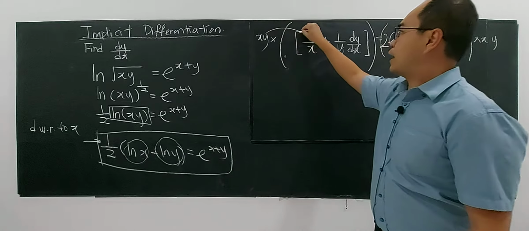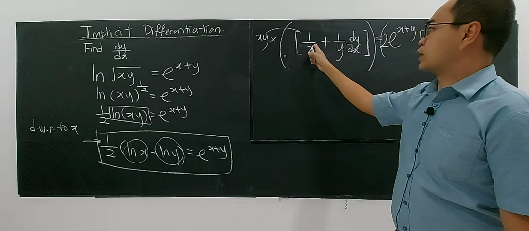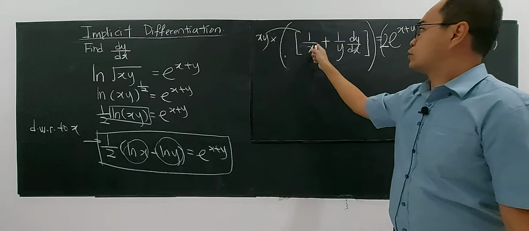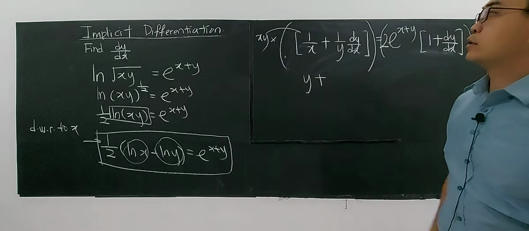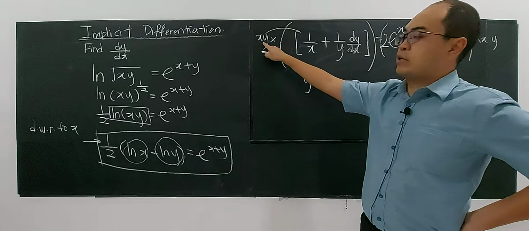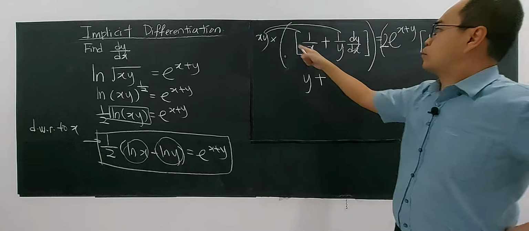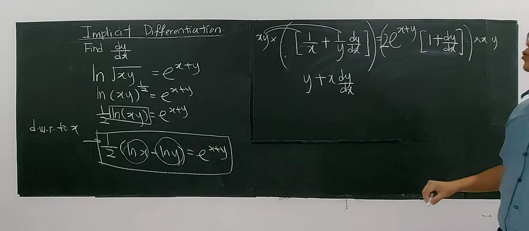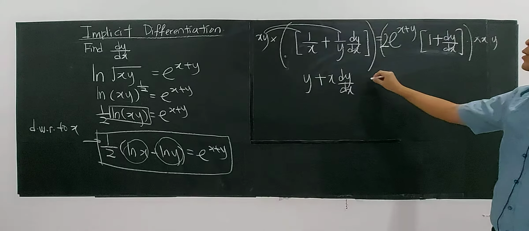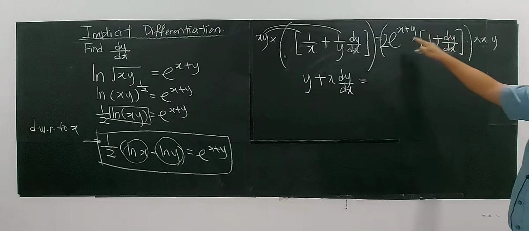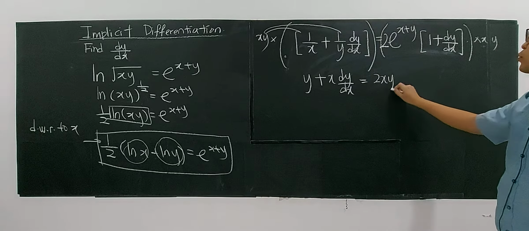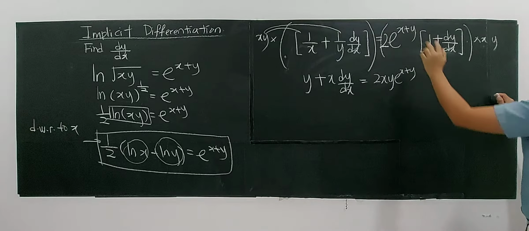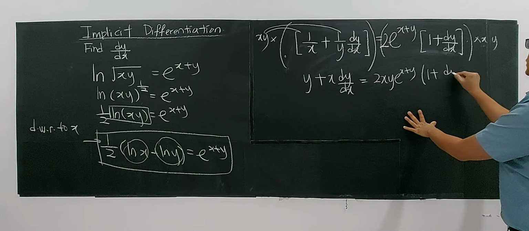As you see, xy multiplied with 1 over x cancels out, so you have y. And 1 over y multiplied with xy gives x dy/dx. So there are no more fractions here. Here also you multiply by xy, so you have 2xy e^(x+y) times (1 plus dy/dx).